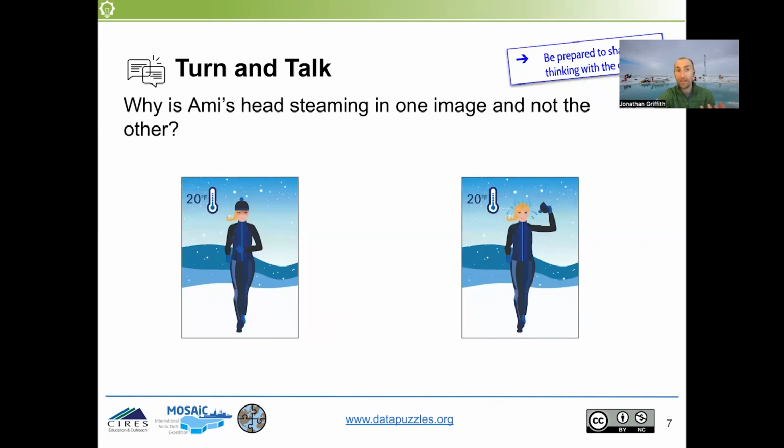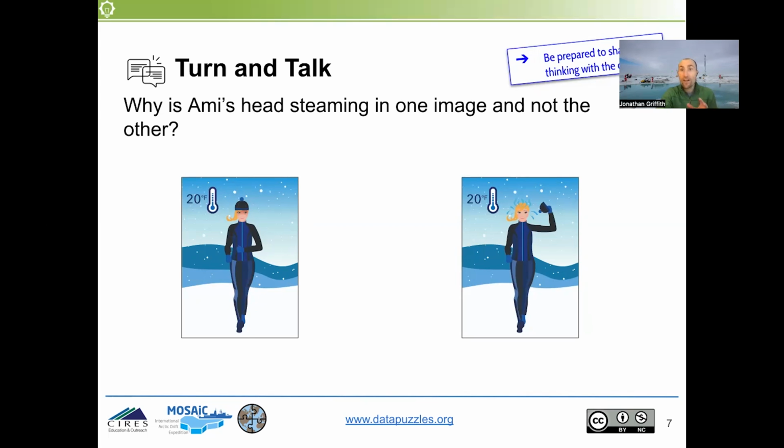We would expect students to identify that difference between the two images and maybe have some thoughts about why this might be happening, and be able to share a time when this may have happened to them, when they were wearing a hat and they were really working in cooler temperatures. And what happened when they pulled that hat off? Did their head start to steam? Make note of these student experiences and language, because those are things that you can refer back to later on in the data puzzle.